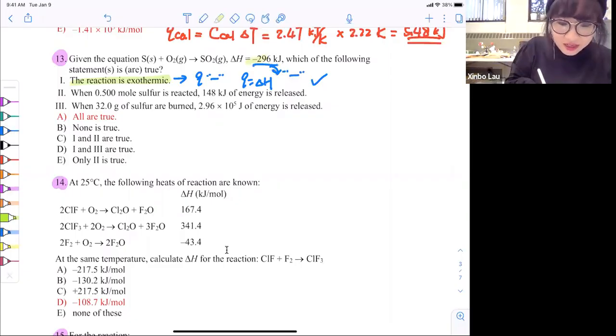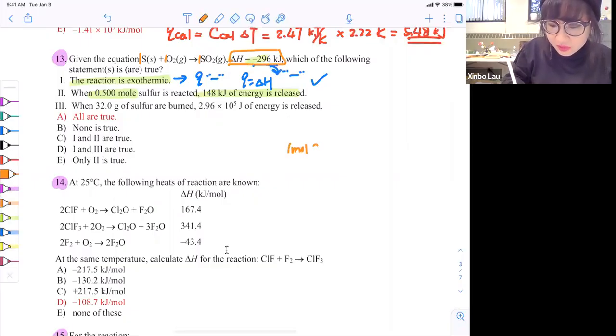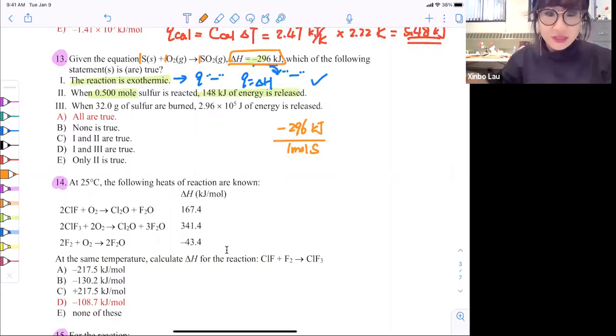The next statement asks about 0.5 moles of sulfur releasing 148 kilojoules of energy. How do I find out information about that? Again, the balanced equation is what helps us. It tells us every 1 mole of sulfur, remember, if a coefficient isn't written, it's a 1 to 1 to 1 to 1 ratio, releases 296 kilojoules. If we just use a sign to represent it, it will be negative 296 kilojoules.